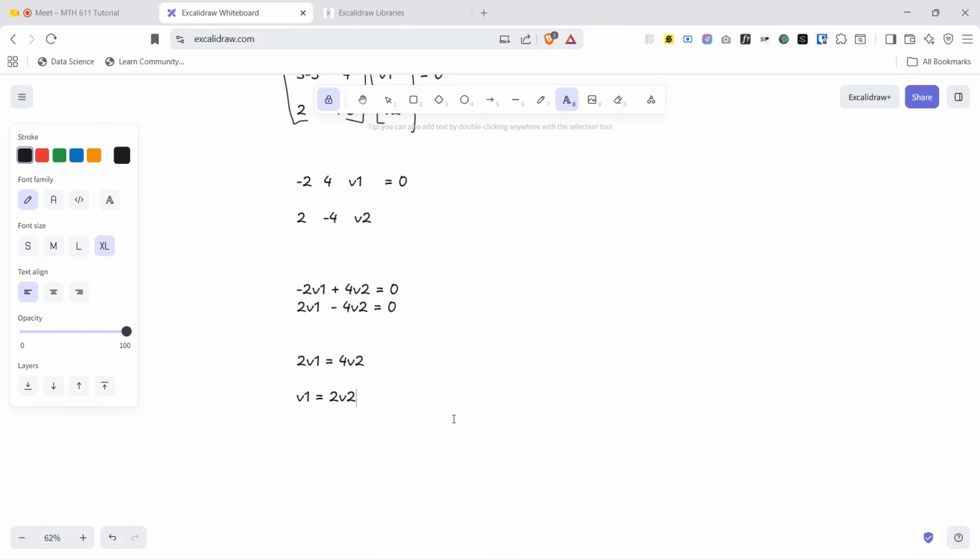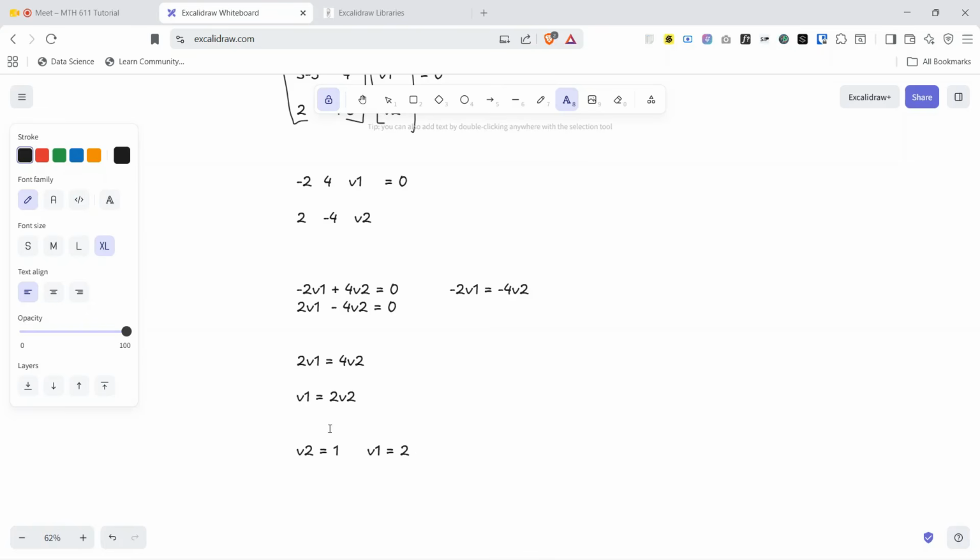So that's when lambda equals 5. In this case, if we assume that v2 equals 1, then v1 would be equal to 2. We are going to use an assumption here, because both formulas come out as the same thing. If you do the other one, this other one will be minus 2v1 equals minus 4v2, and then you come across the same answer too.